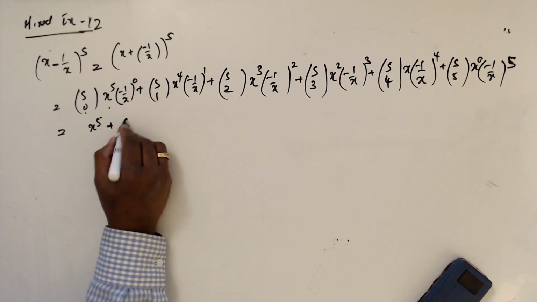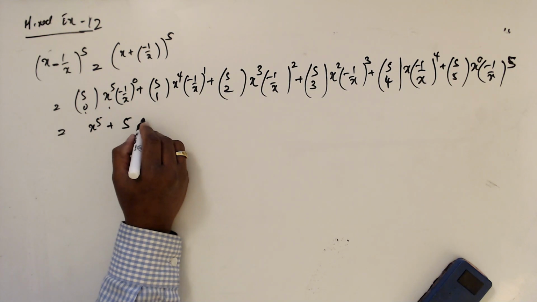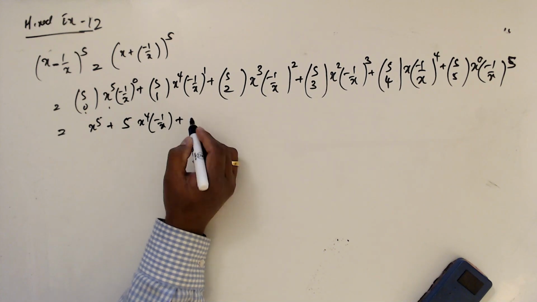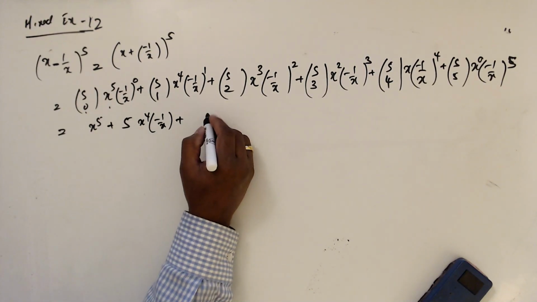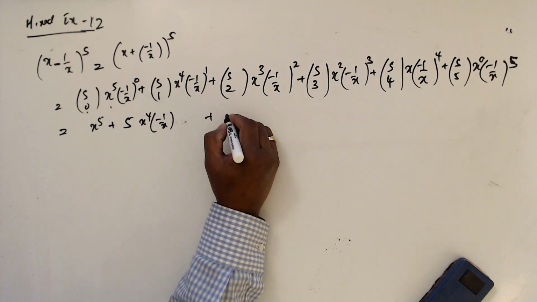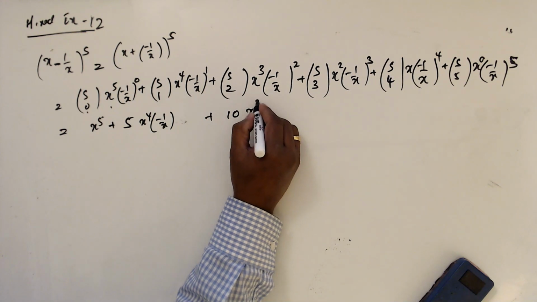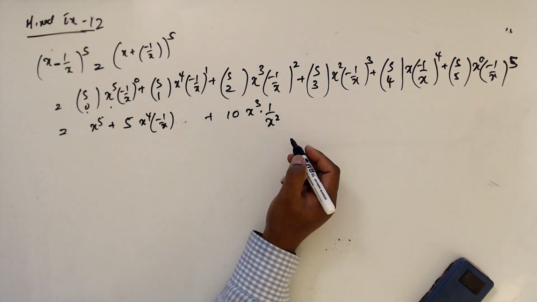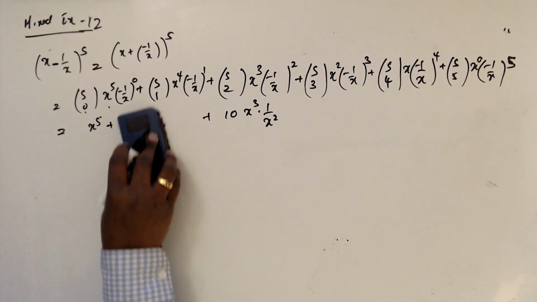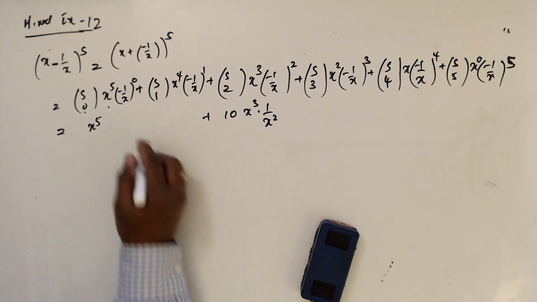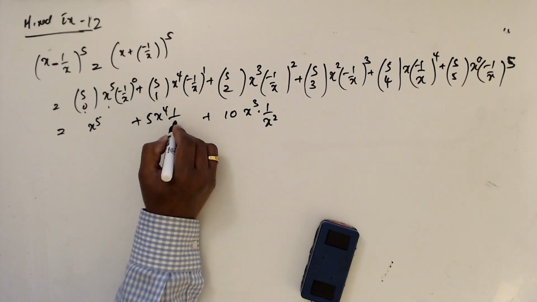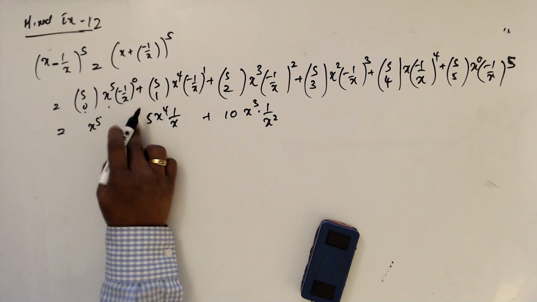Then this is 5 x^4 times minus 1 over x. This is going to match with this one: 10 x cubed times 1 over x squared. And actually I'll write it like this, plus 5 x^4 times 1 over x. This minus is going to be here.